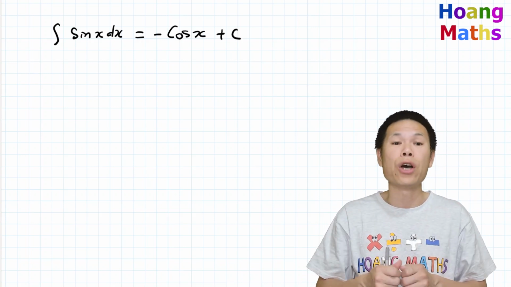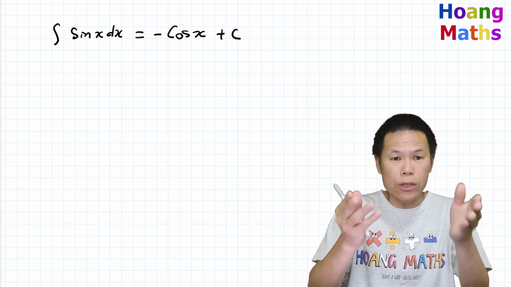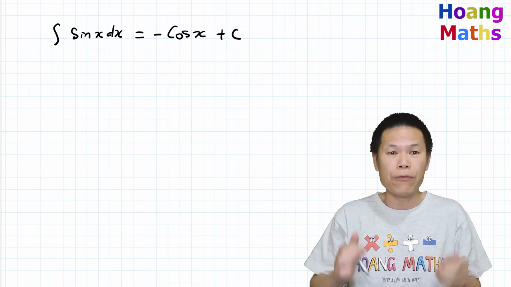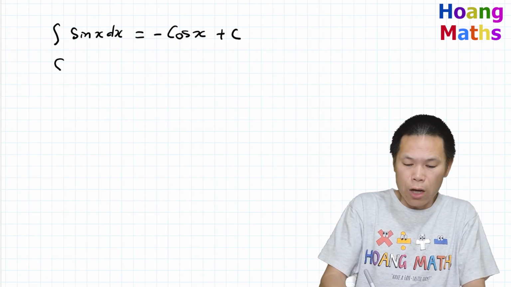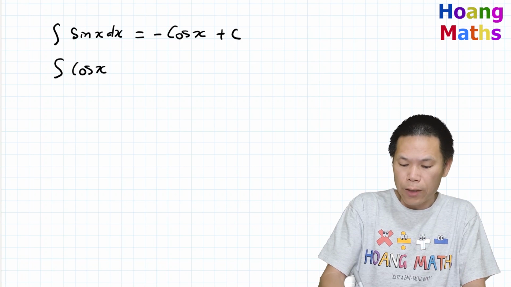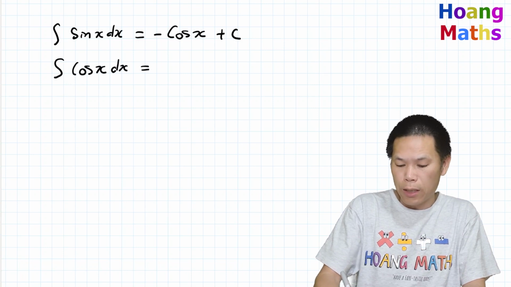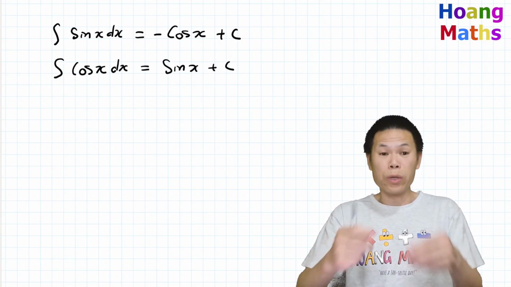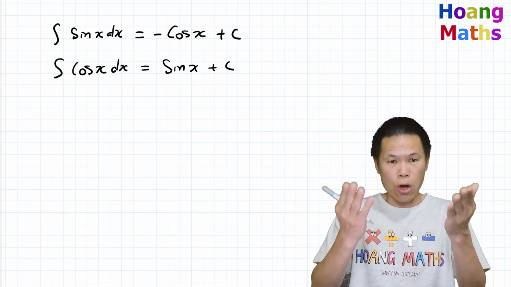And we also need to know that if we integrate cos of x, it will give us sine of x. So if I integrate cos of x dx, it will give me sine of x add a c. Because if we differentiate sine, it will give us cos.